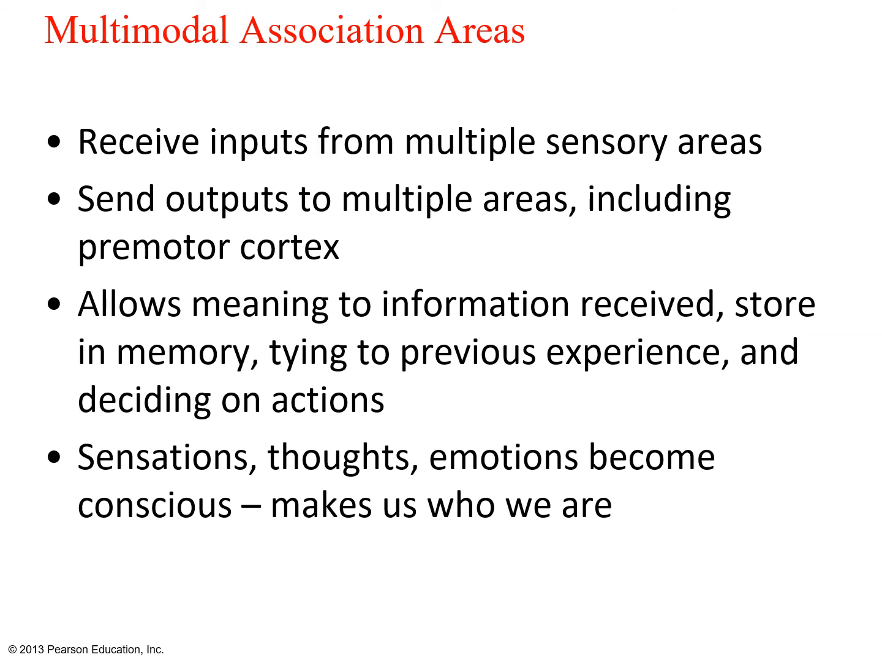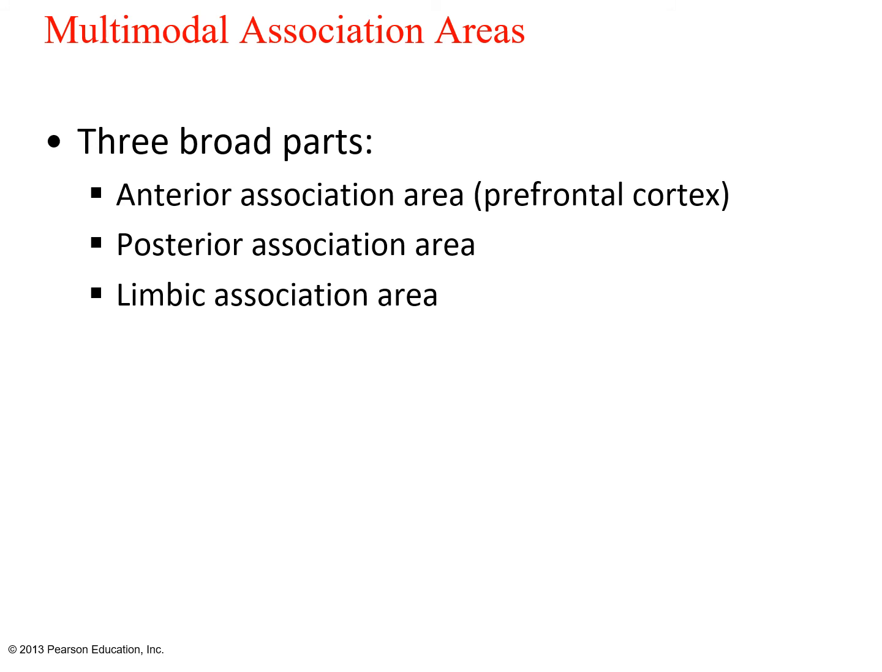It also allows us to store this multiple input in memory. It gives us a connection with previous experience, which allows us to make better decisions in terms of what we're going to do about what we're sensing. And so multimodal association areas give us sensation and thoughts. This is where emotions become conscious. And basically, this is kind of what makes us who we actually are. There are three broad parts to the multimodal association areas: an anterior association area, which is called the prefrontal cortex, a posterior association area, and a limbic association area.